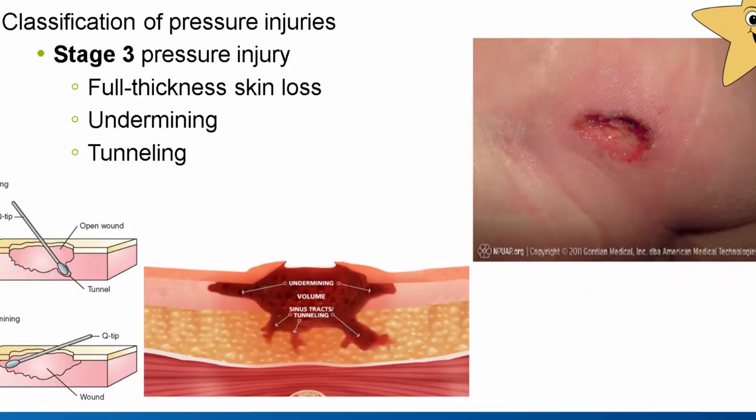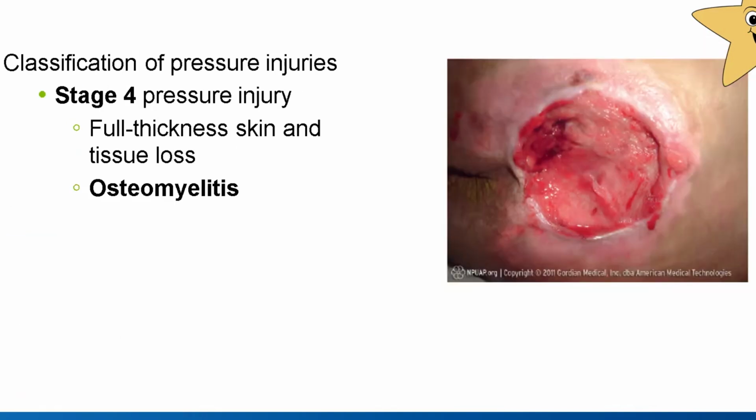Undermining. This is tissue destruction under the intact skin along the wound edges, creating a shelf or lip. Tunneling. A tunnel is a narrow channel-like passageway that extends outward from the wound. Stage 3 injuries vary in depth depending on the patient's body weight and the anatomical location.